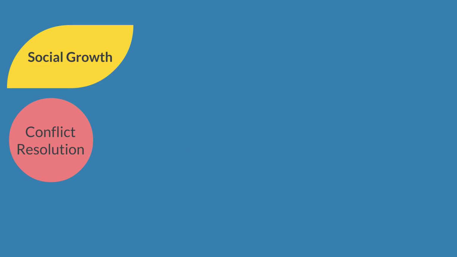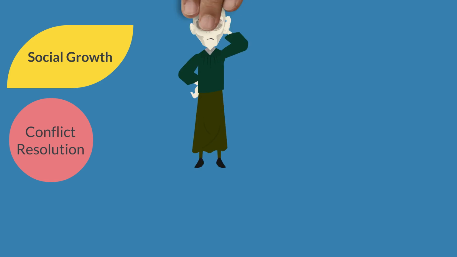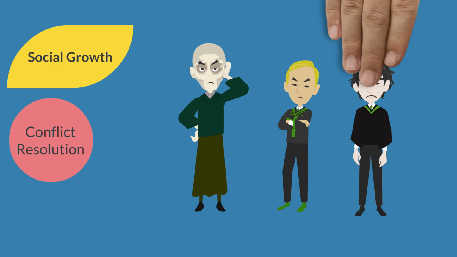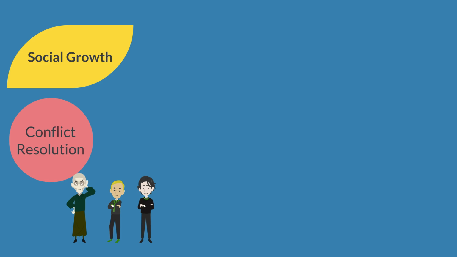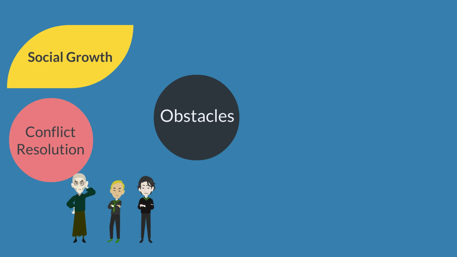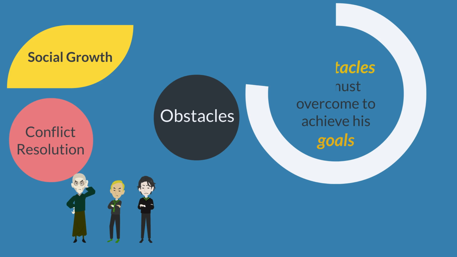Who are some of the people that Harry finds himself in conflict with? Right away, I think of Voldemort, Draco Malfoy, and Professor Snape. Do Snape, Draco, and Voldemort represent obstacles to Harry's success? Do his conflicts with these people get in the way of Harry achieving his goals?